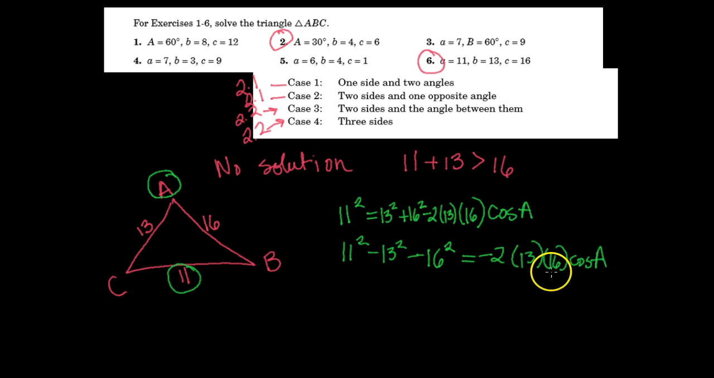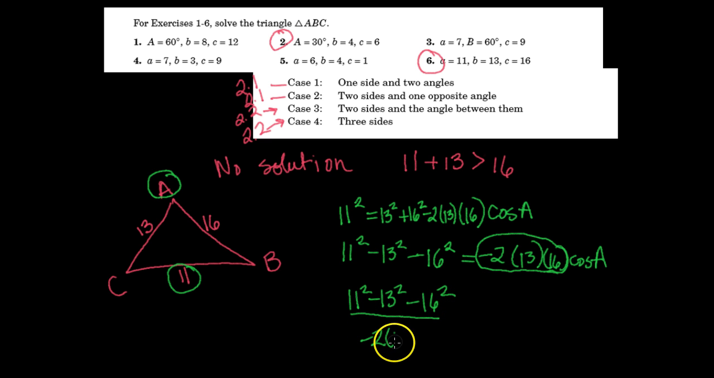And then I'm just going to bring this stuff right here over to the other side in the denominator. So now I have 11 squared minus 13 squared minus 16 squared divided by negative 2 times 13 times 16 equals cosine of A. Now, you once again need to find the angle. So what function are you going to use? Are you going to use the cosine function? No, you're going to use the inverse. We're going to use inverse cosine.